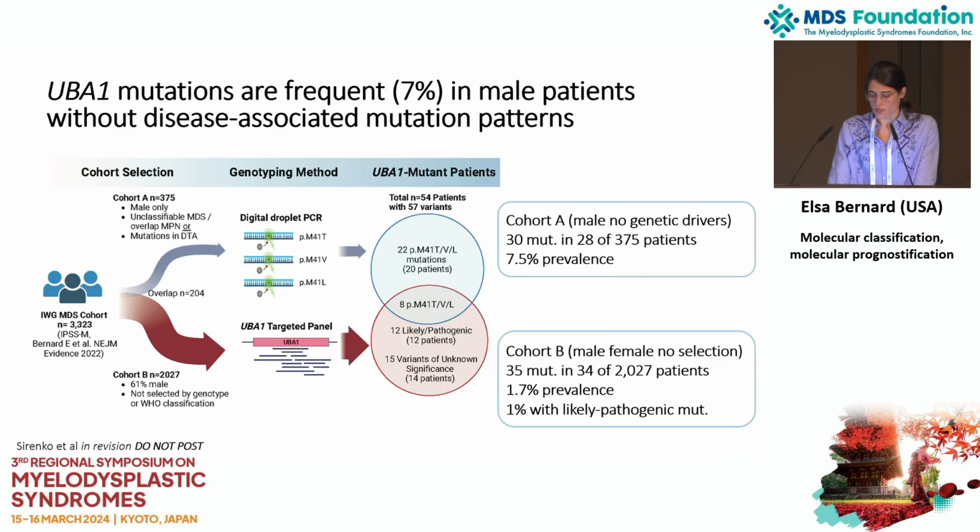So in summary, when we analyzed those mutations in the first cohort, which was selected for males without genetic drivers of MDS, we observed a very high prevalence of UBA1 mutations in more than 7% of this cohort. In contrast, when we analyzed cohort B, which was not selected for absence of genetic drivers of different subtypes, we observed a lower prevalence of 1.7% presence of UBA1 mutation and only 1% of pathogenic UBA1 mutations.